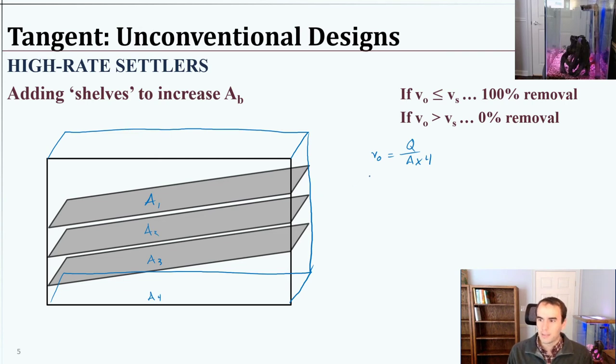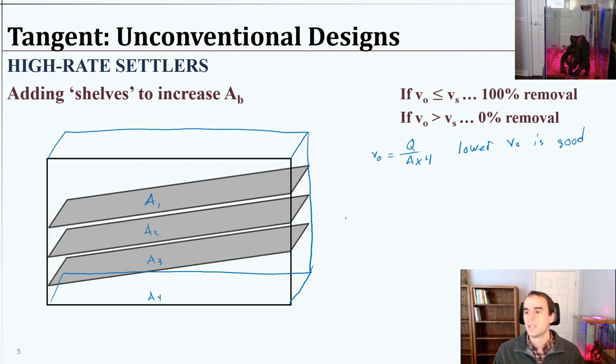Now, this is not always practical. So let me just write that here. Lower V naught is good, because we can settle more particles. Now, having these shelves is not always practical, because if you are not careful, you might end up with a flow that's kicking up debris and particles that you really want to settle nicely. And if you've increased your flow rate, or if you have less space for it to flow through, you can get some shearing or other problems. And then you also have the problem of collecting the particles off of here without kicking them all up into solution. So while they are created sometimes, they're not always practical from a design point, so they're not actually implemented everywhere.